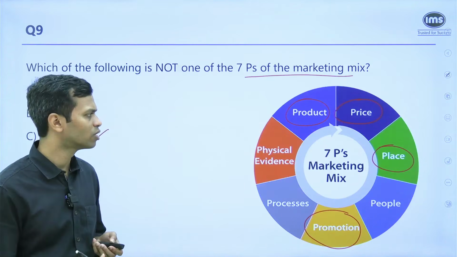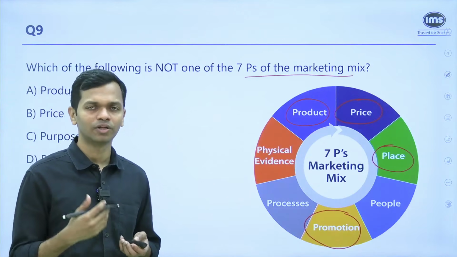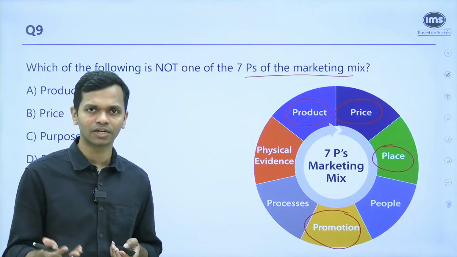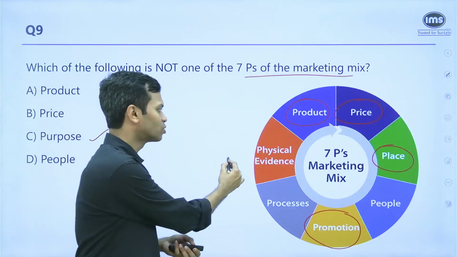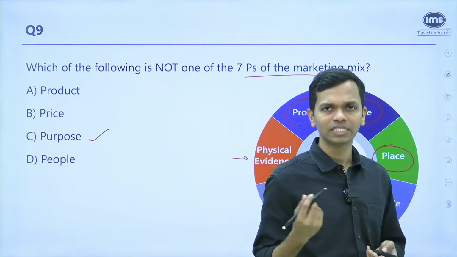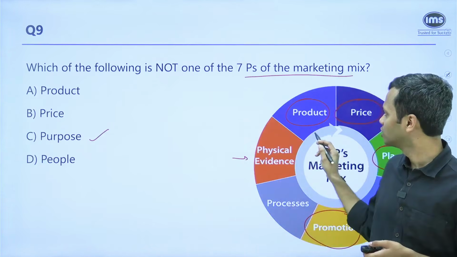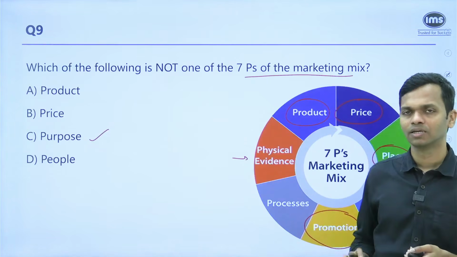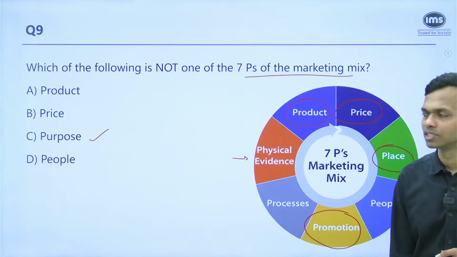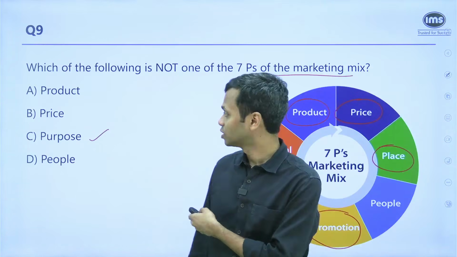Okay, so think of, let's say, mobile phones, right, or the mobile networks, whether you have Idea or Vodafone, or let's say Airtel and things like that. Physical evidence could be the SIM card, for example, correct? So there are different things that got added to 4 P's of marketing. Initial were product, price, promotion and place. The remaining 3 are, as you can see, people, processes and physical evidence. So those are the 7 P's of marketing mix. For the question, the answer is purpose.